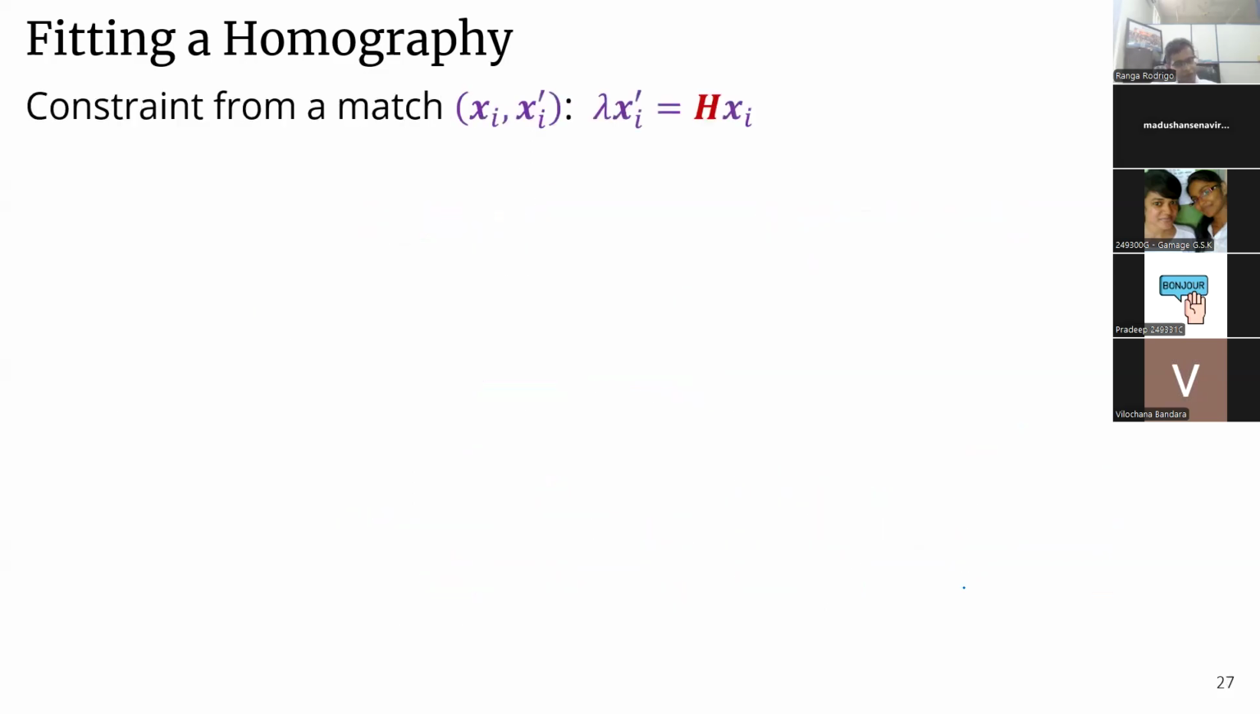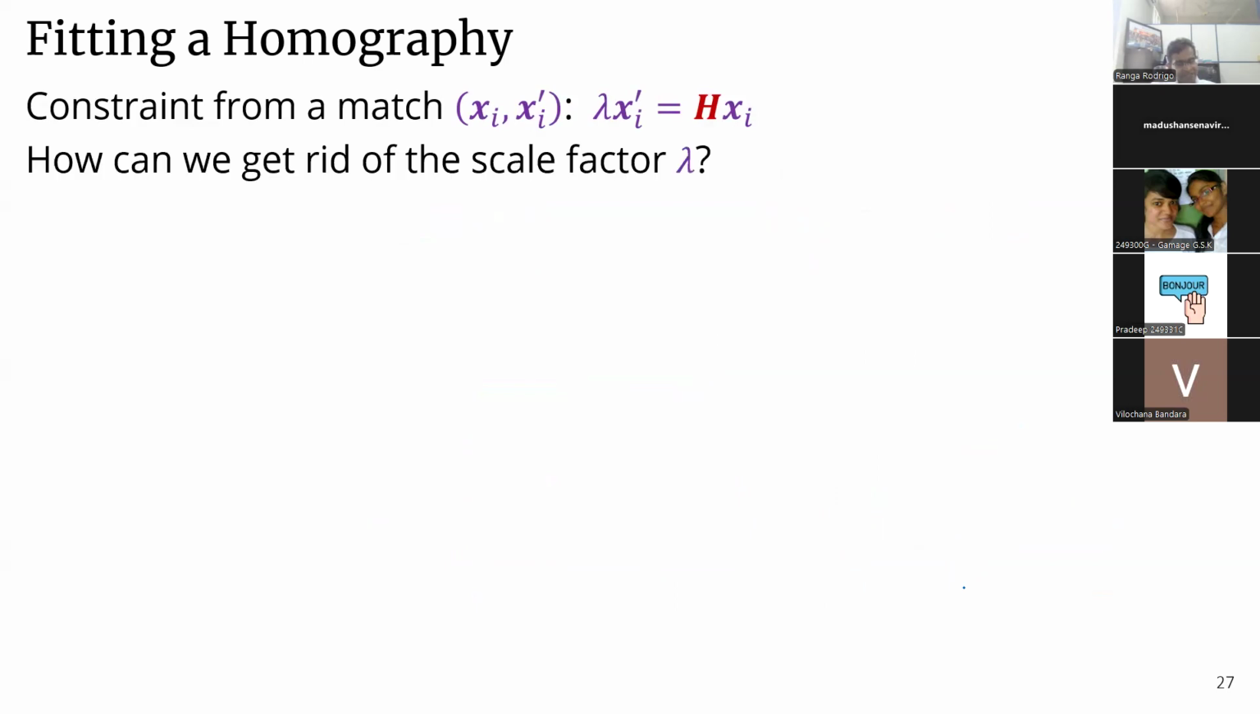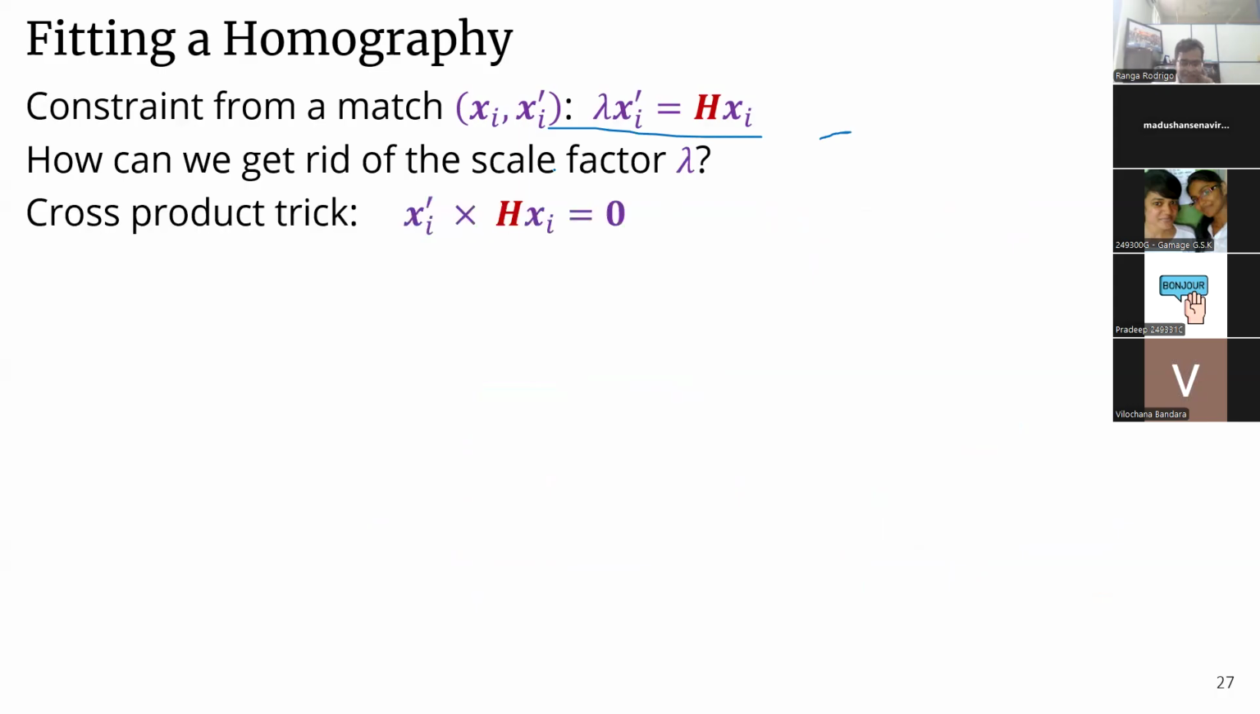So if you want to fit a homography, the expression is slightly complicated. So we have this equation lambda x_i prime equals H x_i. How can we get rid of the scalar factor? This is a difficult question. The only way to get rid of the scalar factor is to do this trick. I don't know, it's the only way. I'm sorry. You take the cross product between these two. Cross product. I hope you remember what cross product is.